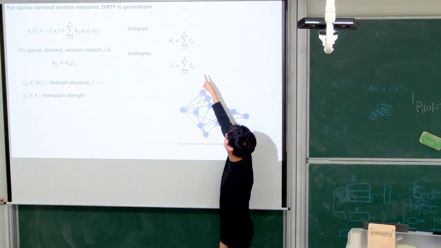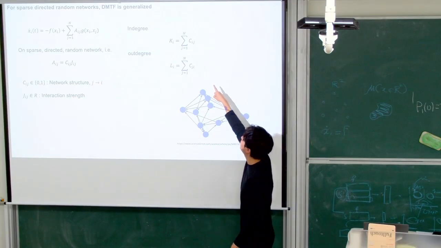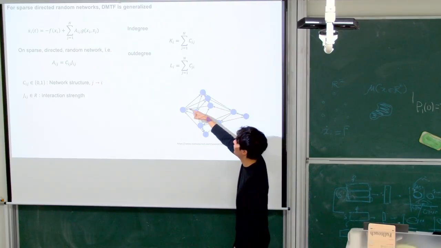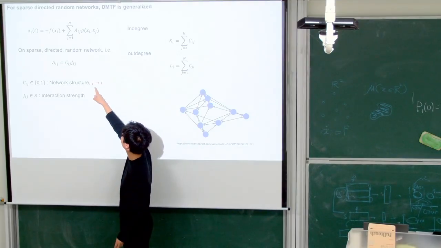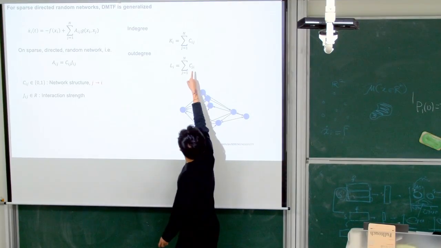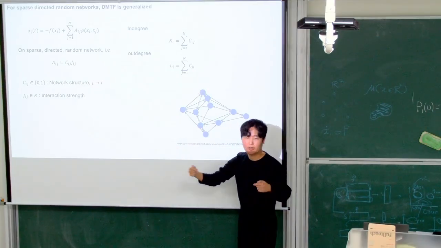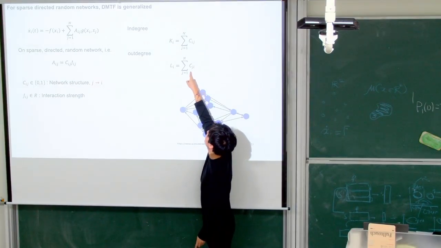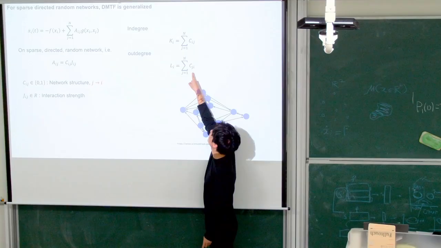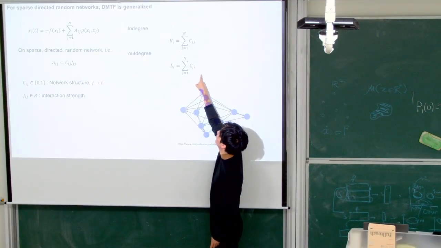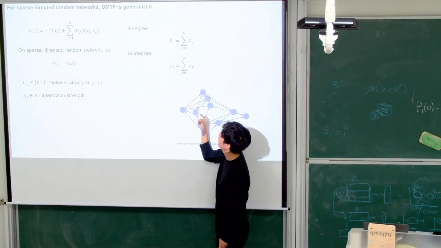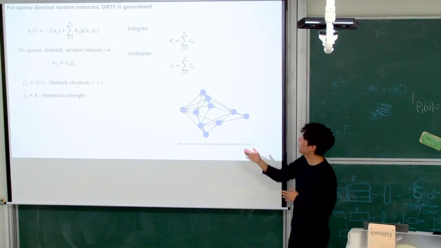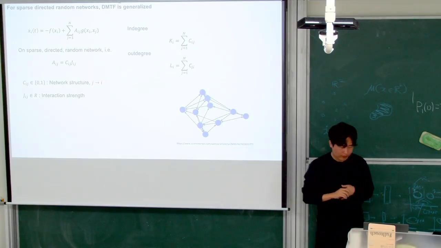If you look at this formula, you sum over the index j. Cij means a force coming from j to i, so if you add over all j, you get the in-degree. On the other hand, if you add over j the term Cji, then it counts the edges going out from the node i, so it is called the out-degree.